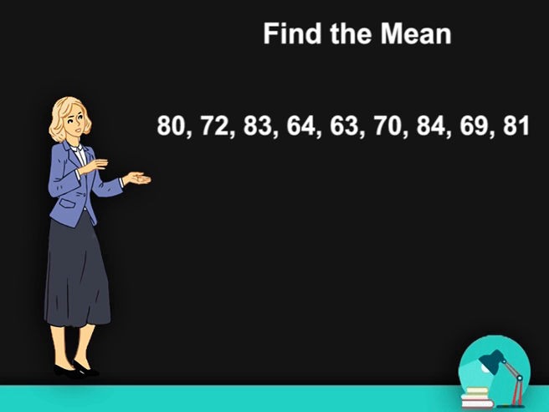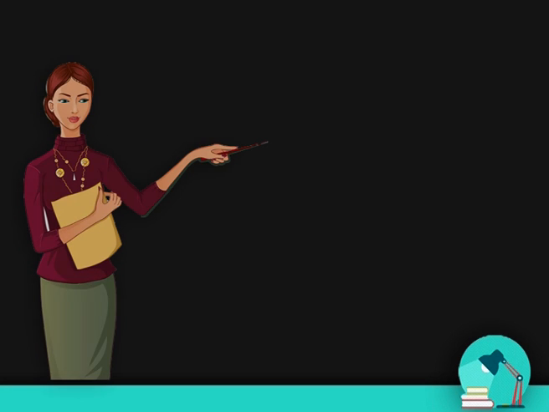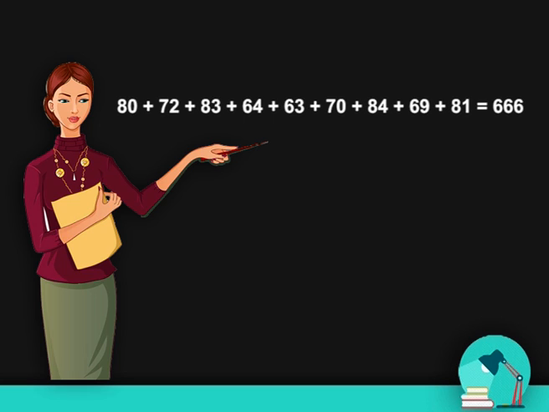How many numbers are there? These are 9 numbers. Now, to find the mean of these numbers, we will add all the numbers and then divide the sum by 9. When we add all the numbers given to you, we will get total as 666. Now, to find mean of the given numbers, we will divide 666 by 9 by the same method we have discussed.